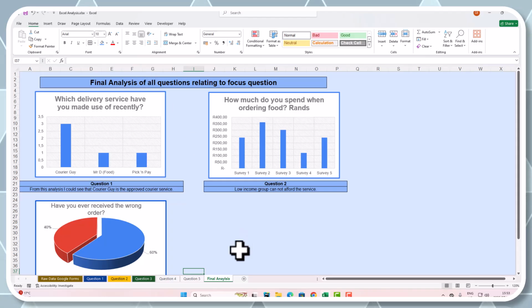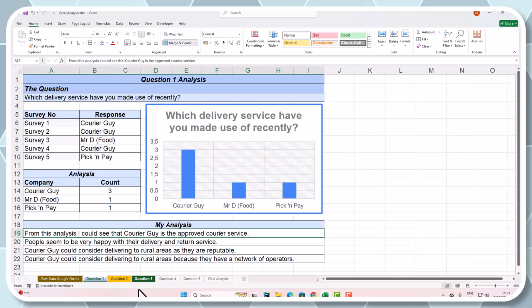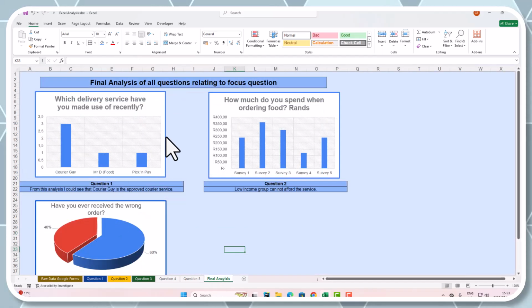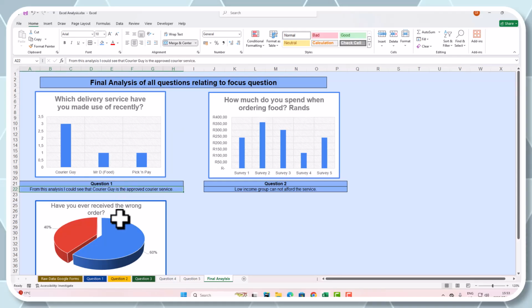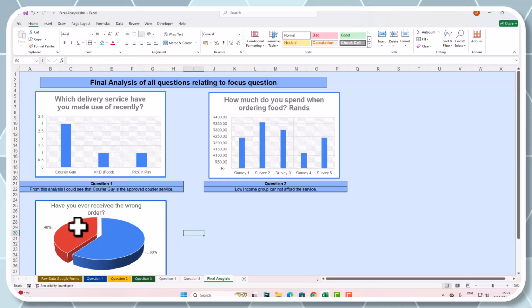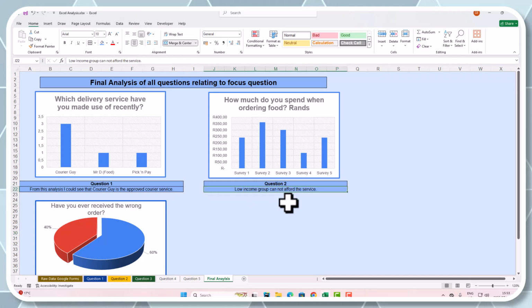But you can see what I've done. I've analyzed this to a final thing. I've brought through my graph. That graph is the same as this graph here. And I've taken one important factor. From this analysis, I could see that Career Guy is the approved courier source. My second one, I looked at it again and I said, question 2, low income groups cannot afford the service. Yes, and you can see that just on food deliveries, for example, the minimum order here is about 120 rand. Quite interesting.